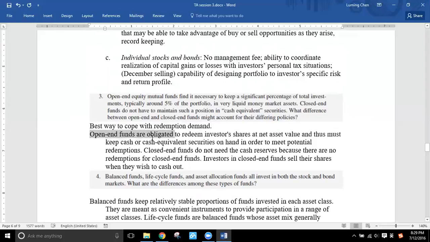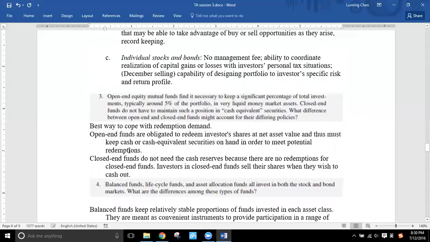Open-end funds are obligated to redeem investors' shares at net asset value and thus must keep cash or cash equivalent securities on hand in order to meet potential redemptions. Closed-end funds do not need the cash reserves because there are no redemptions for closed-end funds. Investors in closed-end funds sell their shares when they wish to cash out. So this is the difference between open-end funds and closed-end funds.